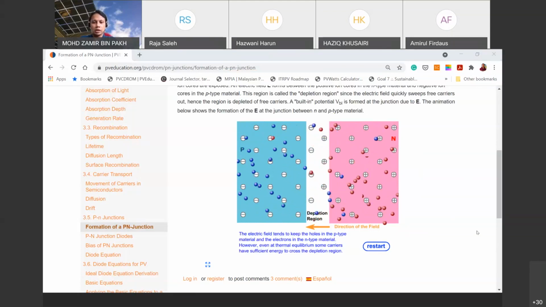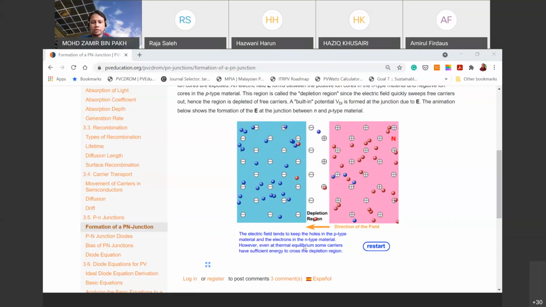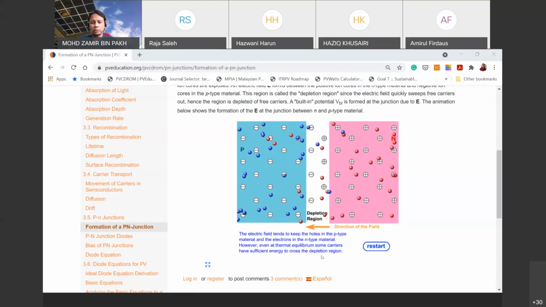However, even at thermal equilibrium, some carriers have sufficient energy to cross the depletion region.